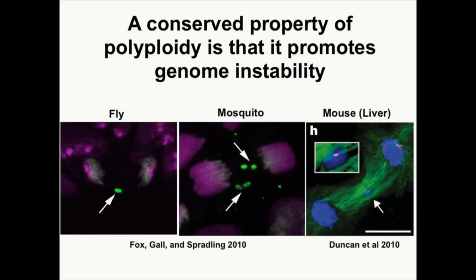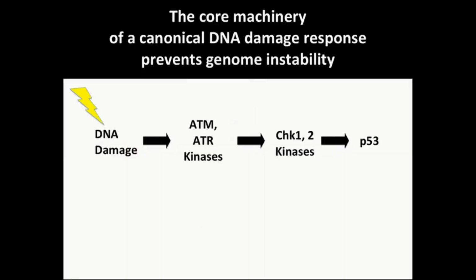and then around the same time that we discovered this, it was appreciated that in the mouse liver, so that was one of those tissues I mentioned to you earlier, when polyploid cells try to divide, they also make these mistakes. So sort of a recurring theme here is that when you have polyploidy, you're more likely to have genome instability. And one defense against this genome instability that's well appreciated is the DNA damage response. So I'm just going to give you a very brief overview of the core regulation of that.